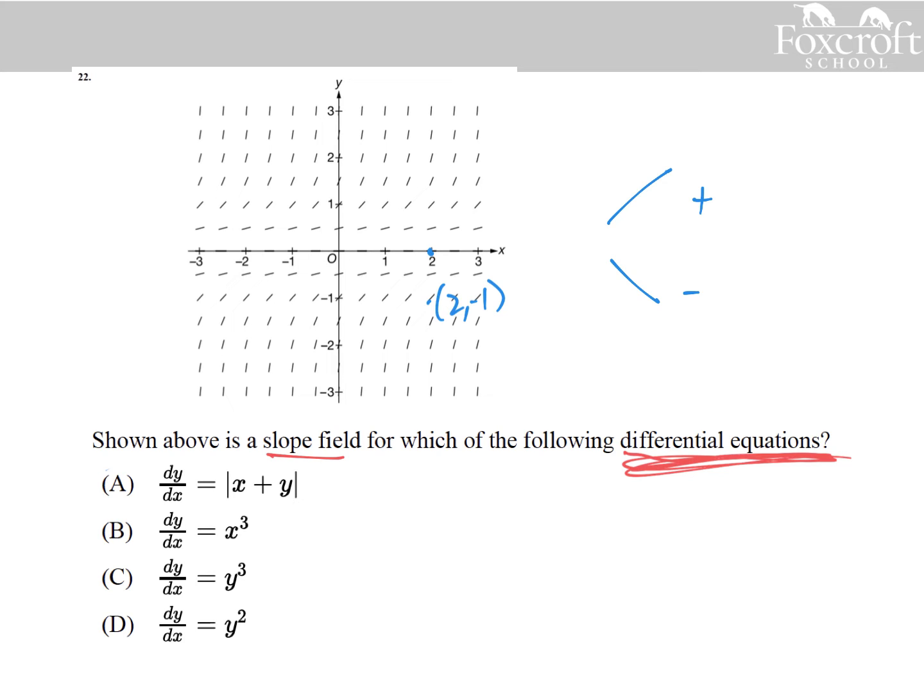So for instance, if I plug in 2, -1 into this first one, I'd get the absolute value of 2 plus -1, so absolute value of 1 is 1. So for that point, this slope field should definitely have a line going up to the right. That's the basic idea of what a slope field is. And then which one of these is going to match with what we have?